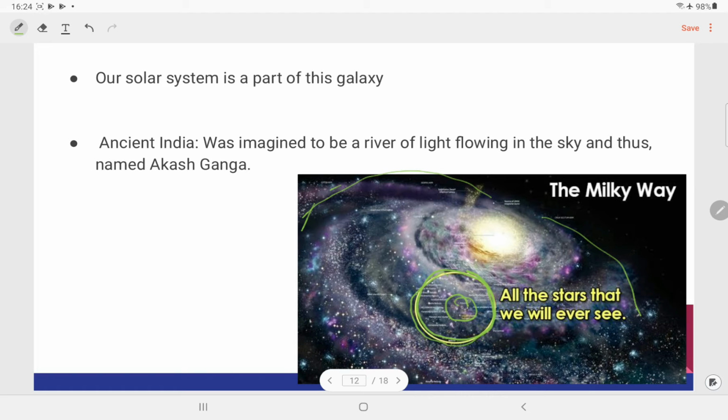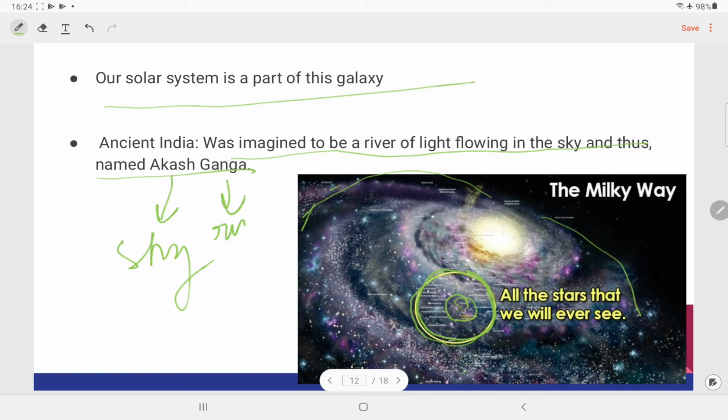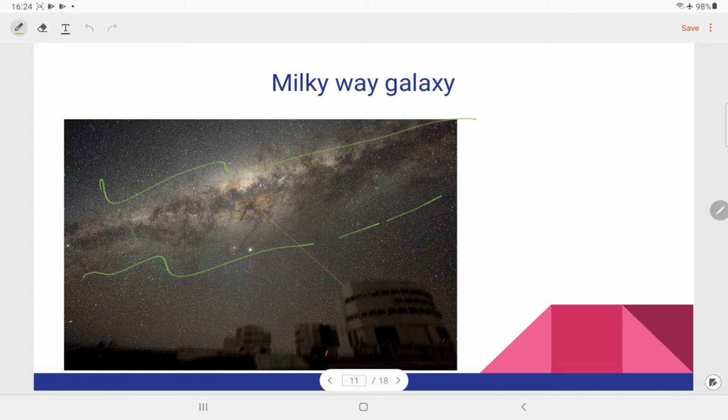Okay, so we are living on earth. Earth is in the solar system. The solar system is in the Milky Way Galaxy. So our solar system is a part of this galaxy. In ancient India, it was imagined to be a river of light flowing in the sky. That's why the name Akash Ganga. Akash means sky, and Ganga is the river in North India, the biggest river. So we can see here it looks like a river flowing in the sky. That's why the name Akash Ganga.